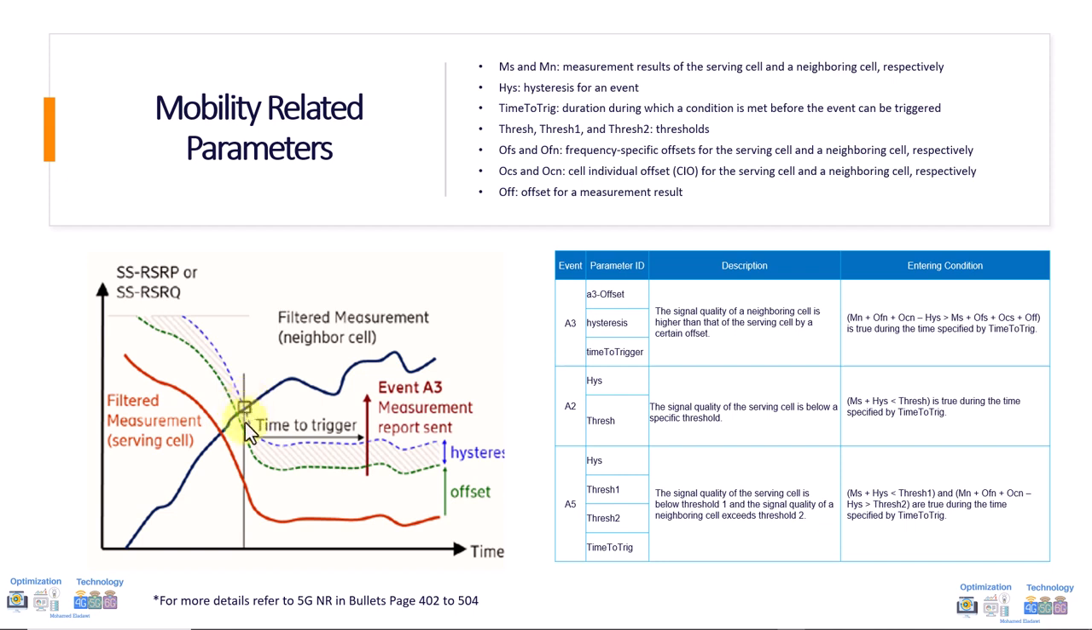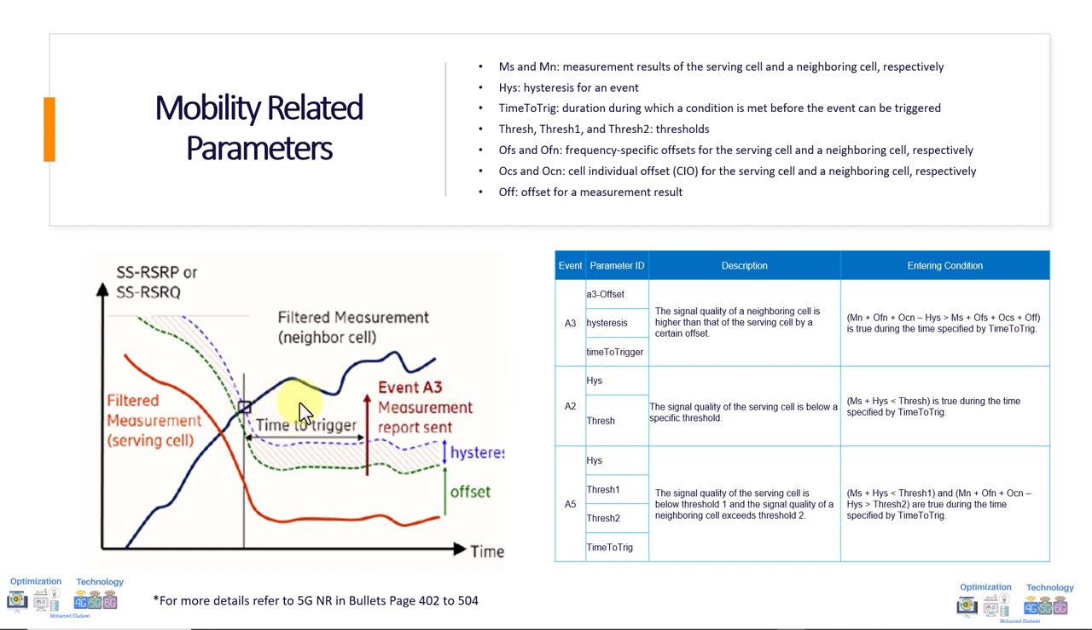So here this is being achieved, both of them. This is the first point where the user will start the time to trigger, because the neighbor is already better than the serving cell with the A3 offset and the hysteresis. So it will start the time to trigger. Assume that the time to trigger is 640 milliseconds.